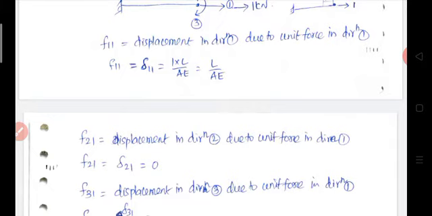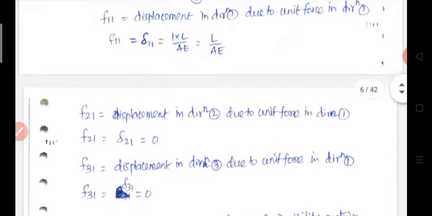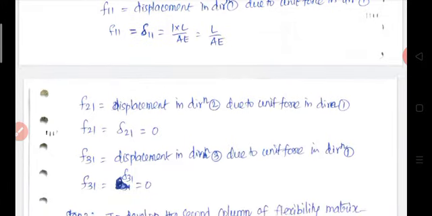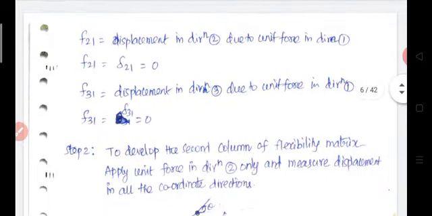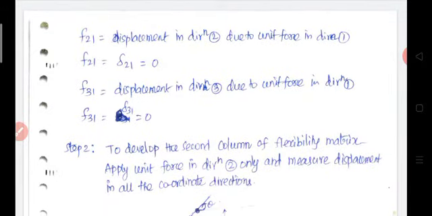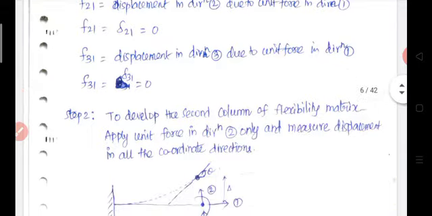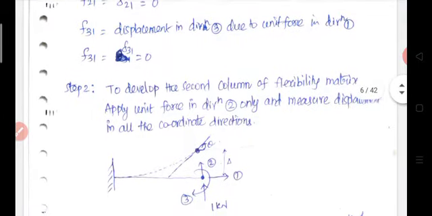So therefore F11 is L by AE. The other two terms, F21 and F31, are equal to 0. Then step 2, to develop the second column of the flexibility matrix, we have to apply a unit force in direction 2 only. So remove the unit force in the first direction, and apply a unit force in direction 2. Then measure the displacement in all the coordinates.